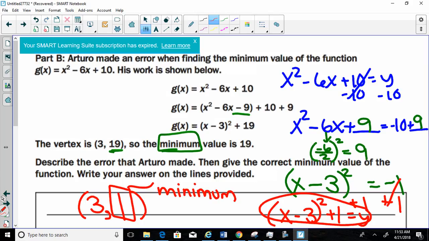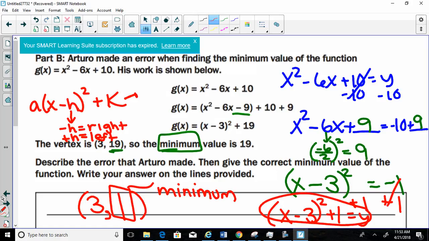I would also remember vertex form has to do with transformations. So see how it says x minus h? So what is minus h to the second power? To the right. So maybe write this down as soon as you get your formula sheet. K is up and down. Plus h is to the left, minus h is to the right. Plus k is moving up. Minus k is moving down.